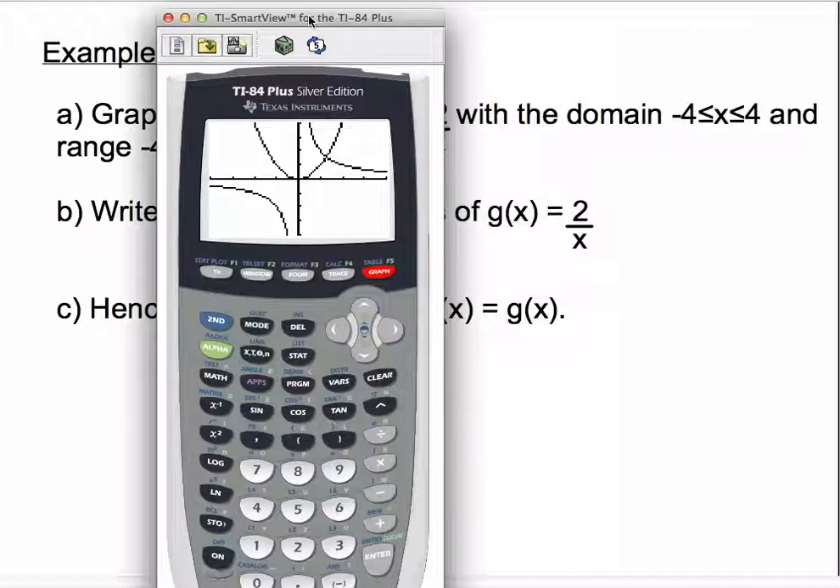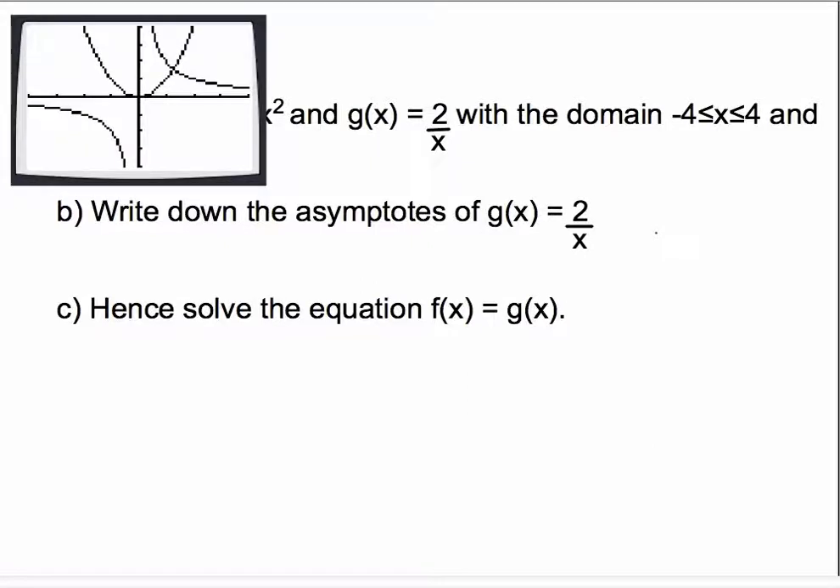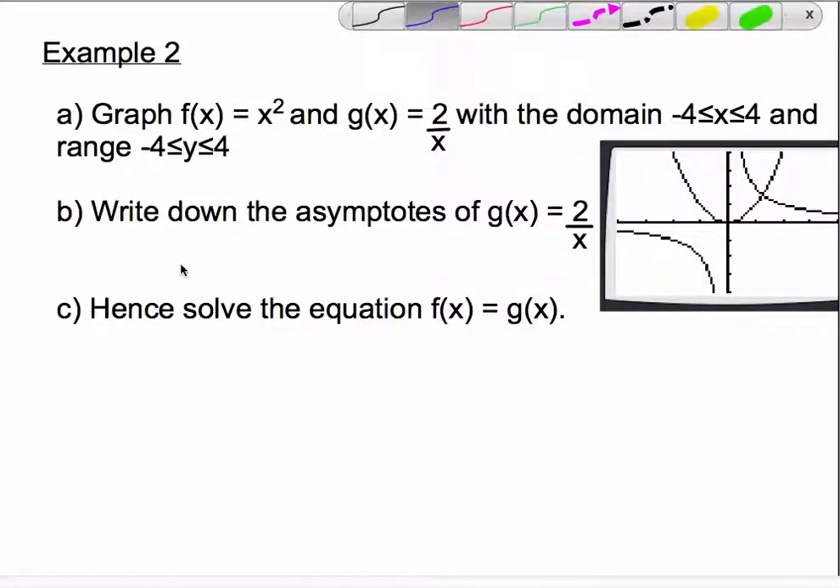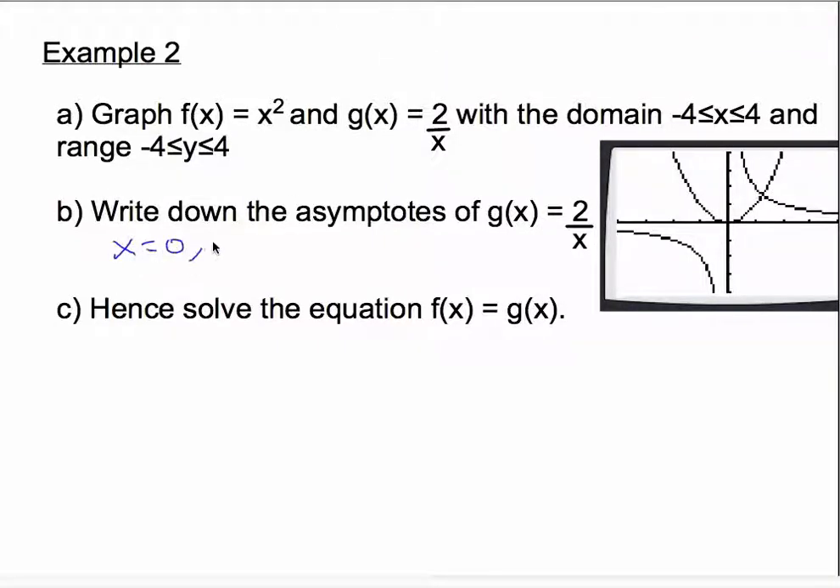And we're going to find, well, let's see what the next question says. Write down the asymptotes of g of x equals 2 over x. Okay, so that's just this one right here. And the asymptotes are x equals 0 and y equals 0. So actually, let me get this whole graph and put it over here. Alright, so the asymptotes of the function g of x are x equals 0 and y equals 0, as you can see here. That's y equals 0. This is x equals 0. Okay, so those are the asymptotes.